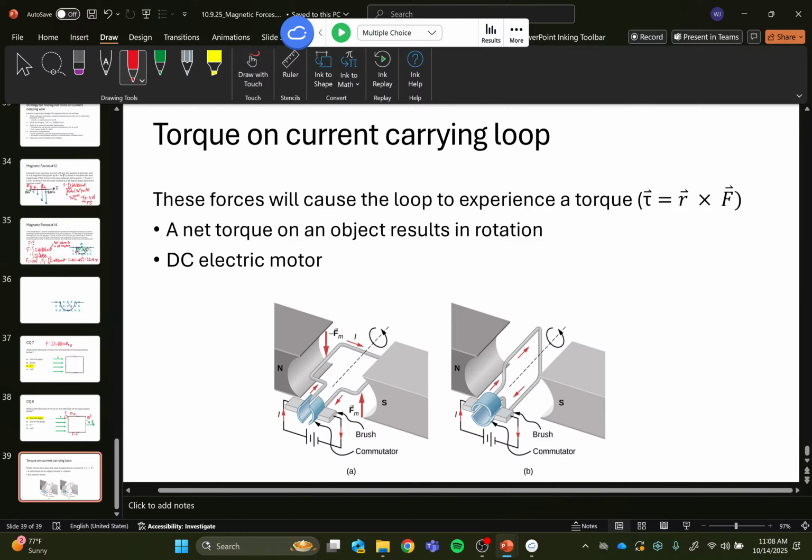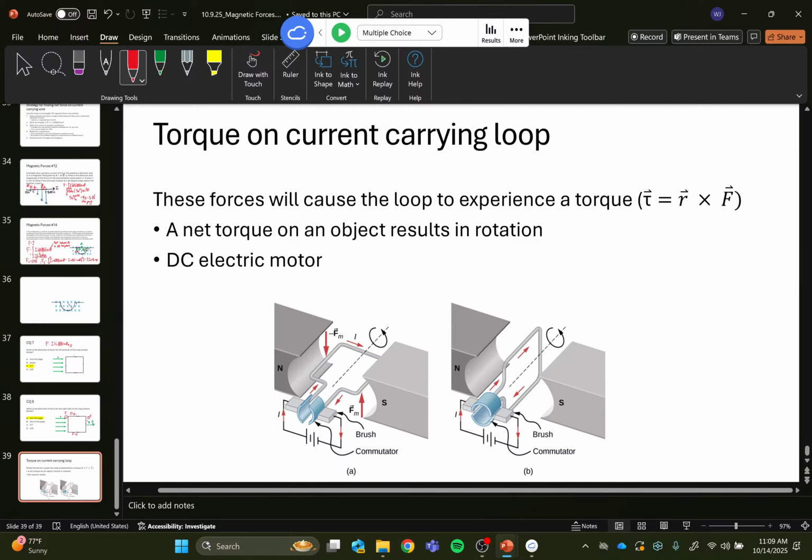Literally any appliance that you plug in that uses electricity to make motion is using this. That's how it makes the motion. Most of them have magnets, except some that don't, but they use the same principle. You have a current carrying wire, and by applying a magnetic field to a current carrying wire, you make a force. By making a force, you can make motion.